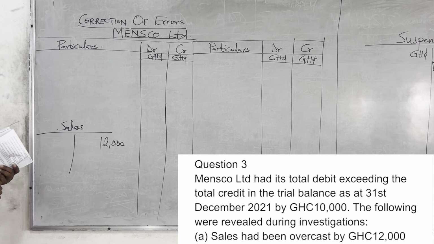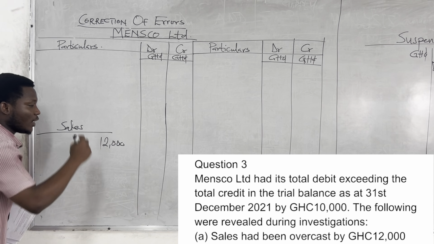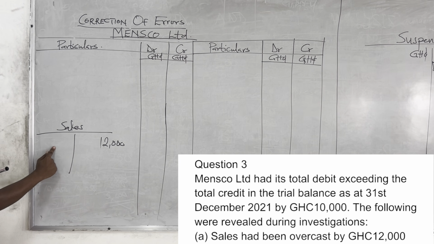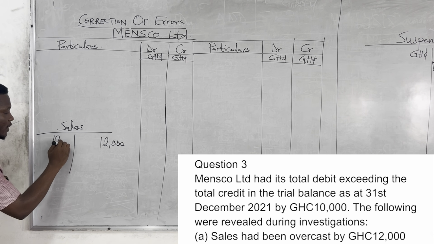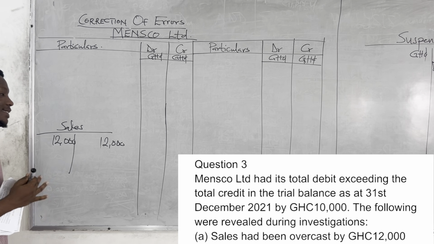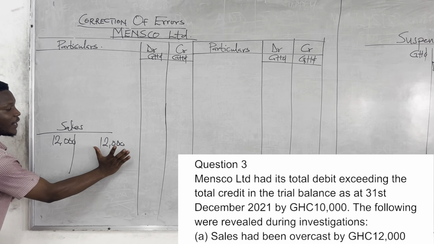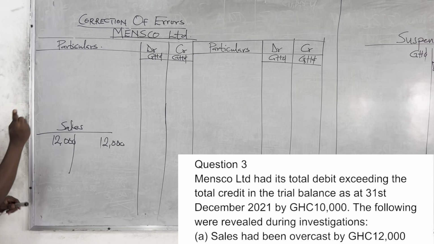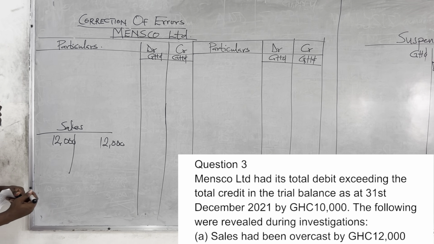So we are correcting this error since it has been overcast. So we have to cancel this 12,000. So we have to debit sales account by 12,000 for you to cancel this 12,000 as well. So overcast of 12,000. Then we have to debit sales account by 12,000 to cancel this error. So obviously, you will debit sales account by 12,000.